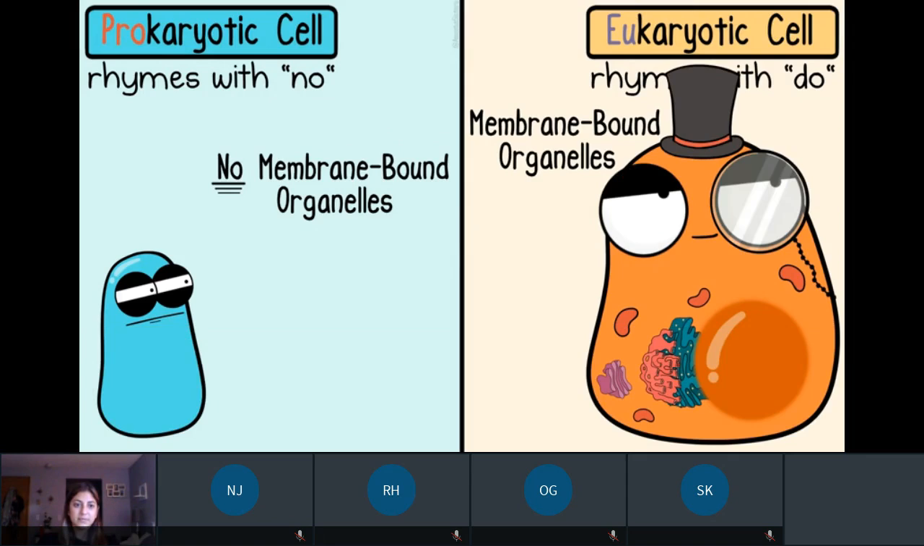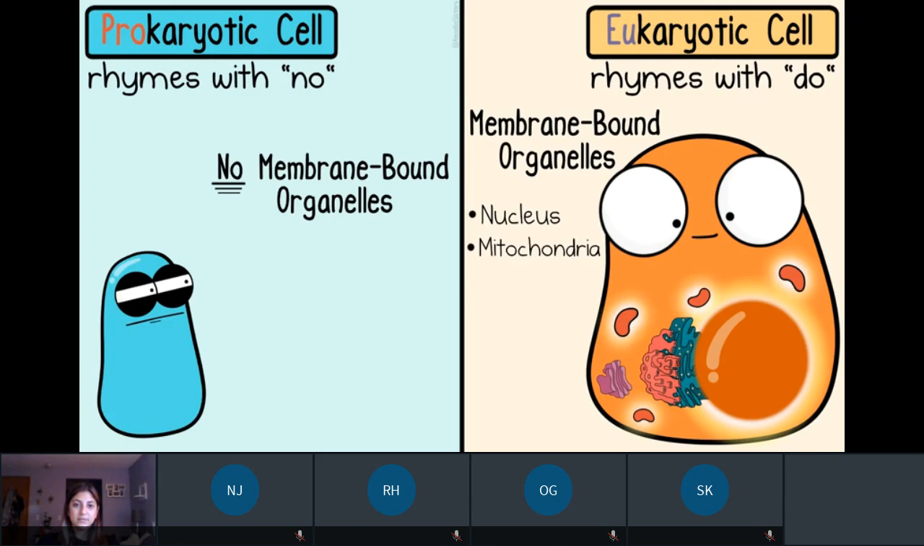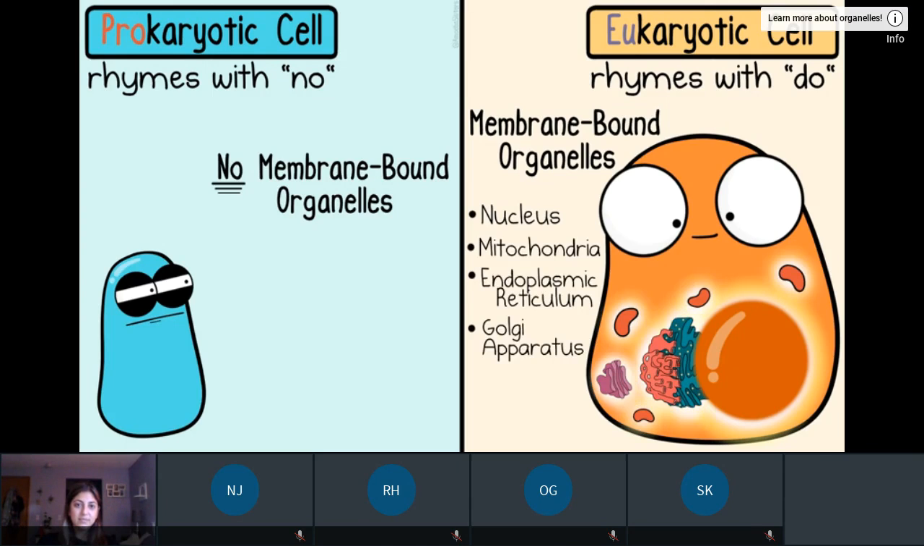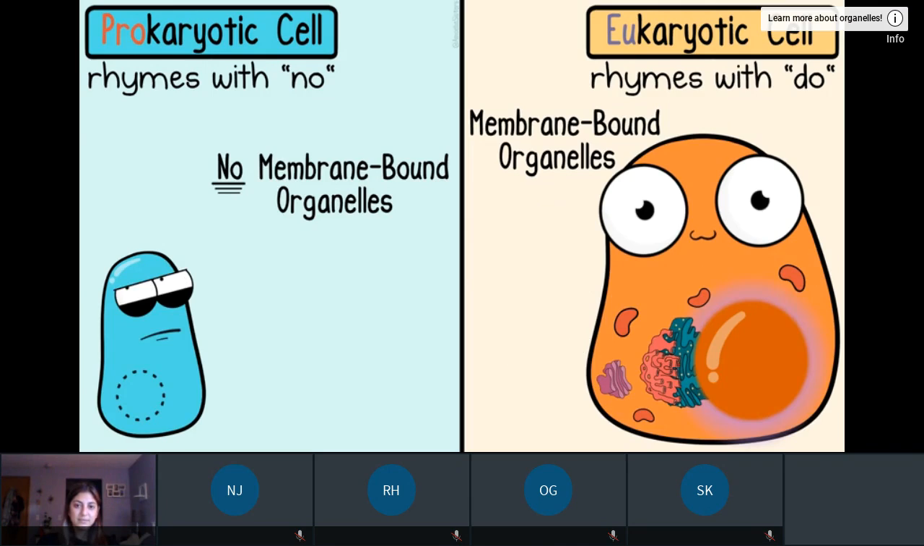Membrane-bound organelles are fancy organelles that have their own membrane, like the nucleus, mitochondria, the endoplasmic reticulum, and the Golgi apparatus. A big indicator of eukaryotic cells is this nucleus. Eukaryotic cells do have a nucleus.